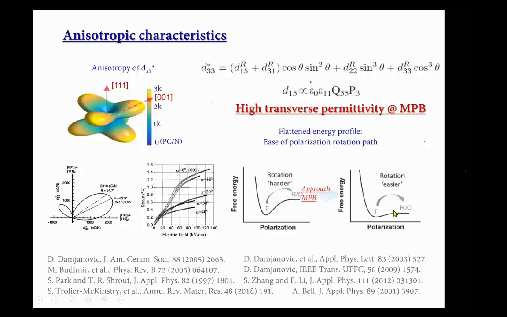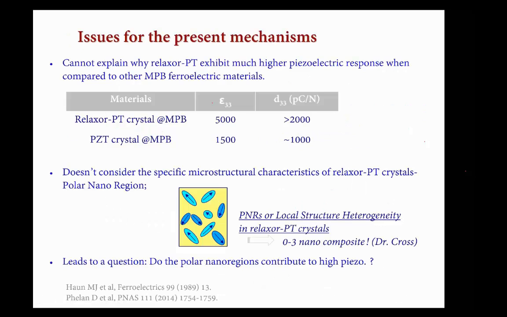This MPB region is very flat, so it might make the polarization rotation much easier, and this will induce a very high piezoelectric coefficient. However, the above mechanisms, including the morphotropic phase boundary, anisotropy features, and engineered domain configuration, cannot explain why relaxor-PT exhibits a much higher piezoelectric response when compared to other MPB ferroelectric materials.